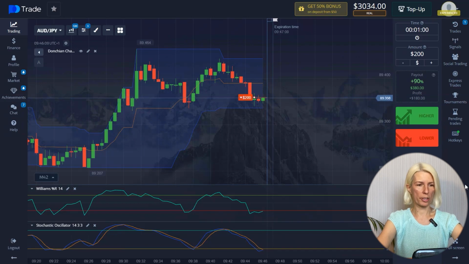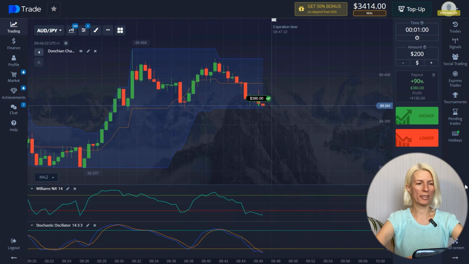After some fluctuations, the price began to grow actively and approached the average line of the downtrend indicator. But after that, it also actively went down and changed the color of the candle from green to red. There it is, and we added to the balance another $180.